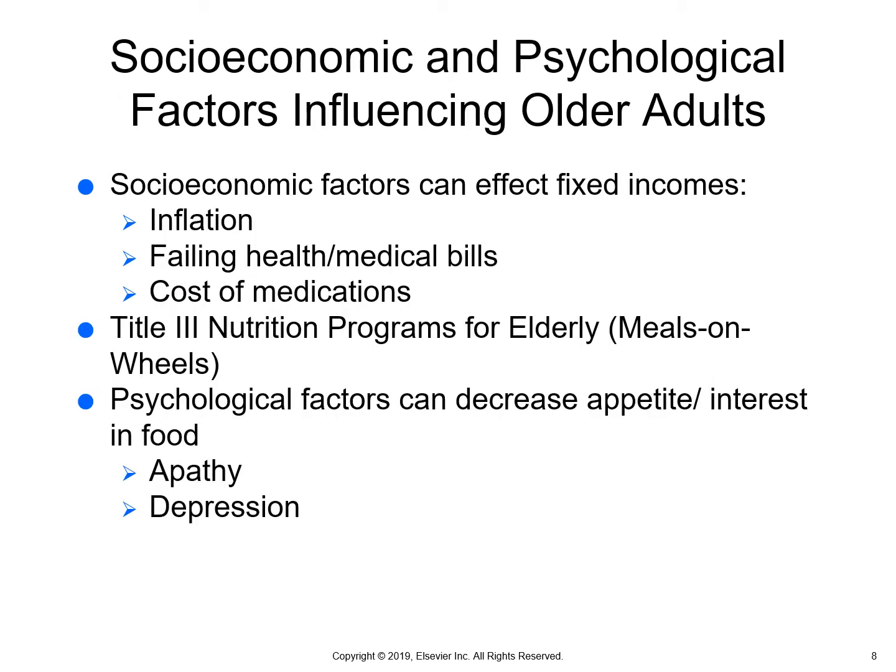Socioeconomic factors can also affect these people on fixed income. So inflation, failing health and medical bills, cost of medications, all of those things are going to affect the ability of this patient to provide a healthy diet for themselves. There's the Title III nutrition program for elderly, which is known as Meals on Wheels, which is a wonderful option if it's available. They come out twice a day and bring well-rounded nutritional meals to people that are homebound.